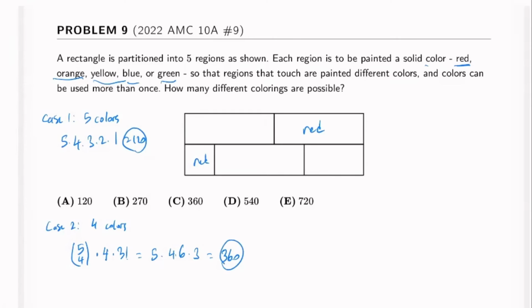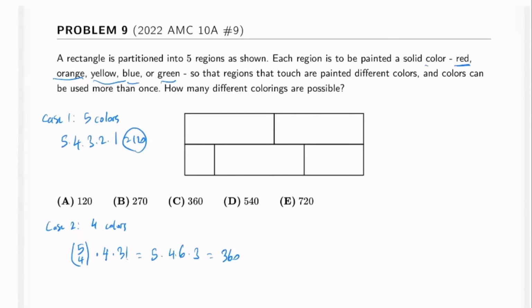Okay, so 120 from here, 360 from there. Which means we already have over 360, so A, B, and C are not correct for sure. I hope that makes sense, because I said I can choose this one and this one as the color I will be using twice, or this one and this one could be that red, or whatever color we are using twice. Okay, so that was the second case.